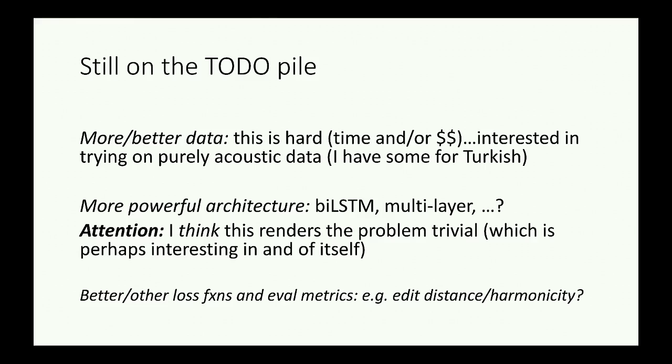Okay, so more metadata, more powerful architectures. I've started looking at BiLSTMs and maybe multi-layer RNNs on the inputs and outputs, or, and this is maybe the obvious thing, incorporating some kind of attention mechanism. I suspect that that's going to render the problem completely trivial, right? Because as soon as I can get it to look at the whole input sequence, I think that the transparency issue will just cease being problematic. And maybe that's interesting in and of itself for me when I'm wearing my linguist hat. Maybe there are better loss functions than the one I'm using. Maybe there are evaluation metrics that are more revealing. I'm working on it. We'll see.